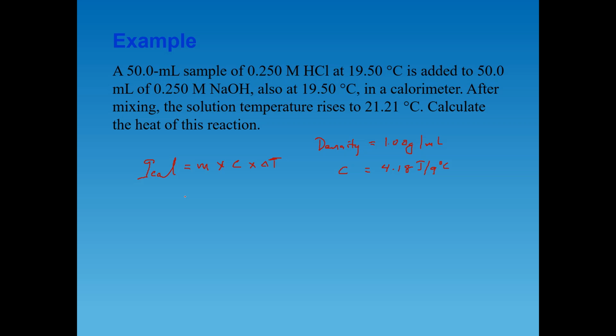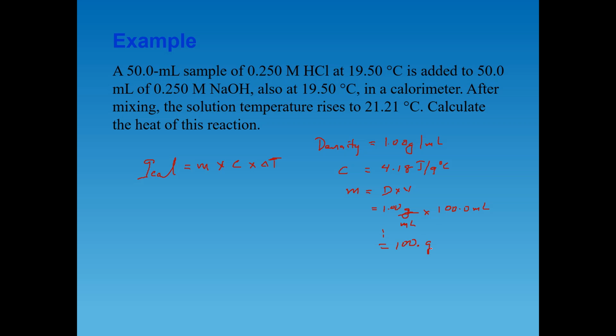In this case, the mass, let me put it here, of the solution would be equal to the density multiplied by the volume. The density is 1.00 grams per mL, and the volume would be 50 mL plus 50 mL, which would be 100.0 mL. So that is going to be equal to 100 grams.